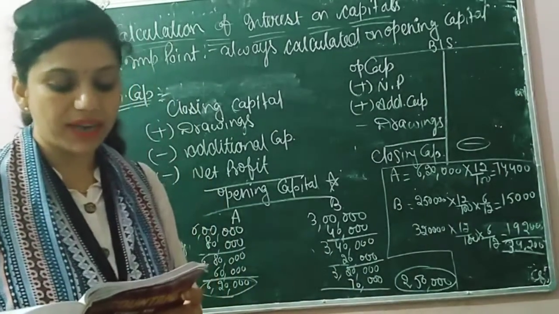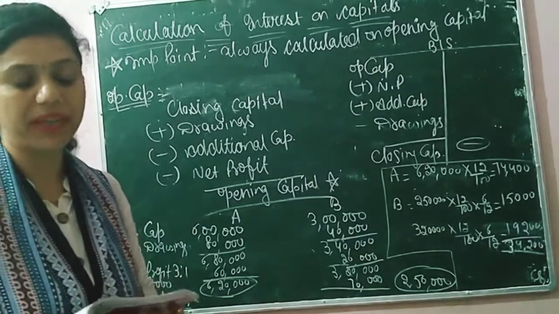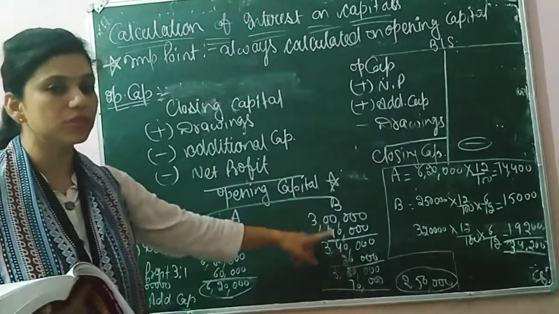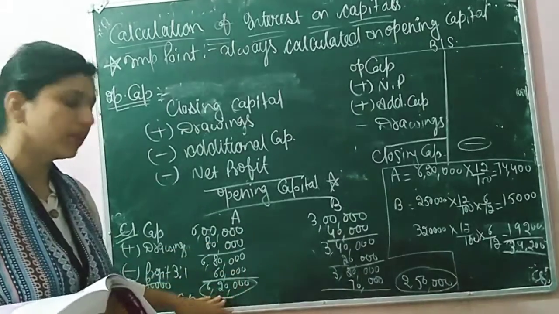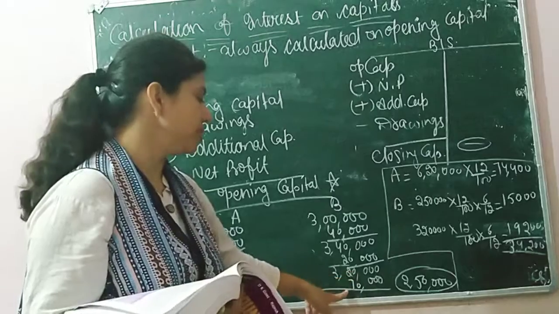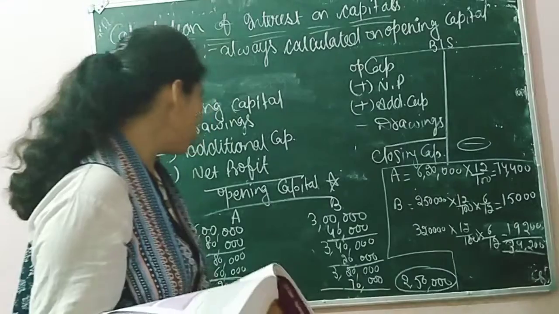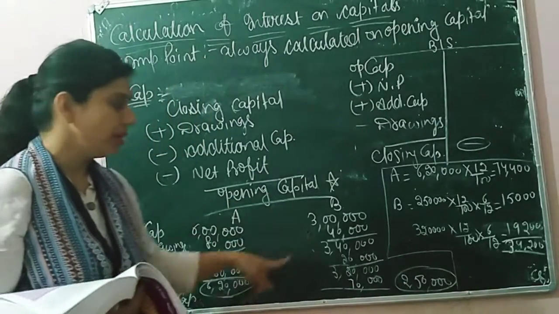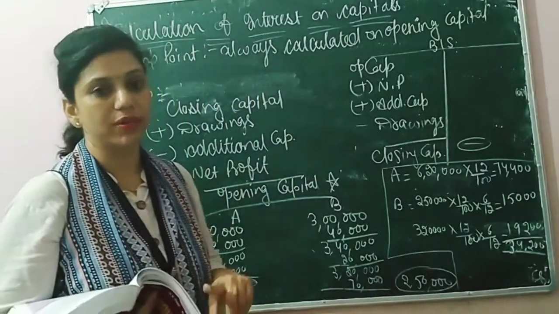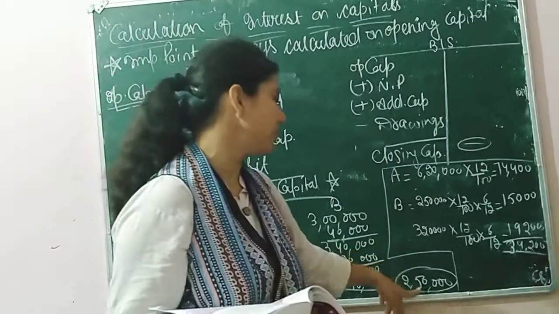Now we have some more information: B had brought additional capital of 70,000 on 1st October. Additional capital is given only in the case of B. So there is no treatment of additional capital in A, and in B additional capital 70,000 will be deducted. So remaining is 2,50,000. So now the opening capital of A is 6,20,000 and B's is 2,50,000. So you have to calculate the interest on capital on these capitals. How will it be calculated?